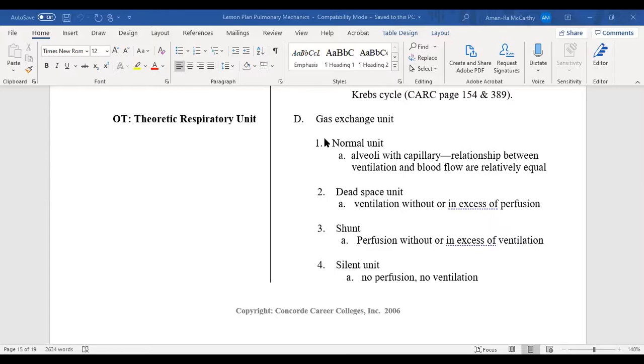Okay, so we have a dead space unit. It's when the alveoli is fully ventilated, but for some reason, there's no perfusion. The capillary or the blood flow is not there. So that good old ventilation, and I use that type of English for emphasis, that good old ventilation is wasted.